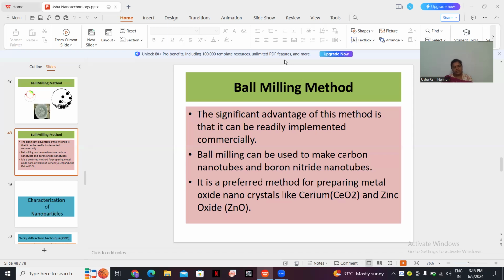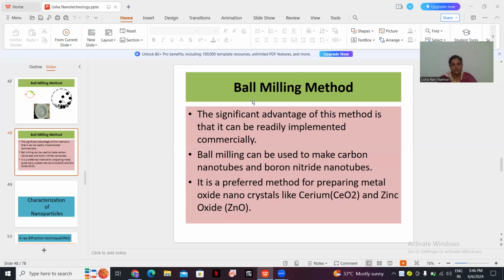The equipment is simple and the raw materials are usually less expensive. In this method, we are using some raw materials that are very expensive, and with molecular level mixing of the raw materials, the composition of products can be tuned. This is the combustion method. These are the fabrication methods to synthesize nanomaterials.